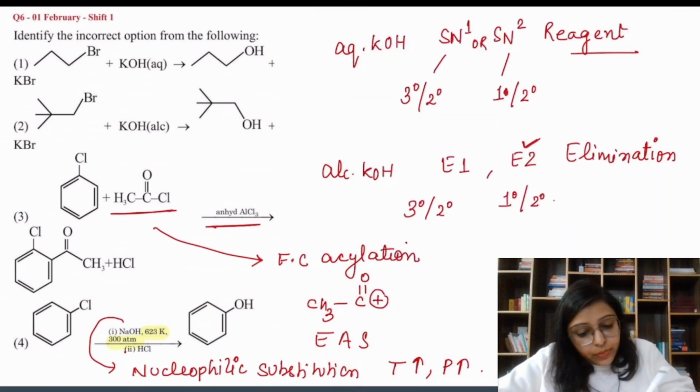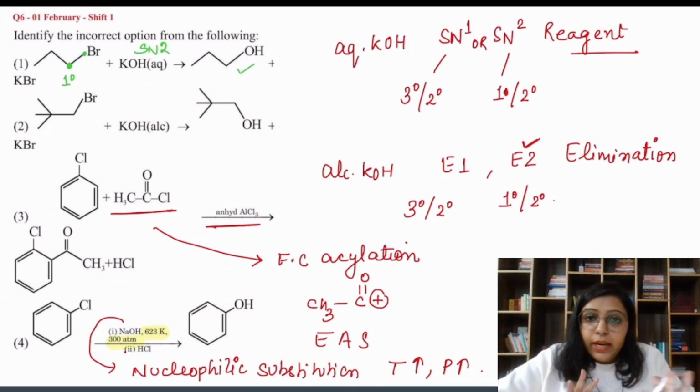See clearly, this is 1 degree, because this functional group is bonded to one carbon, so this is 1 degree. Here we have SN2, so with aqueous KOH you can put OH. Very good, you can get this one.